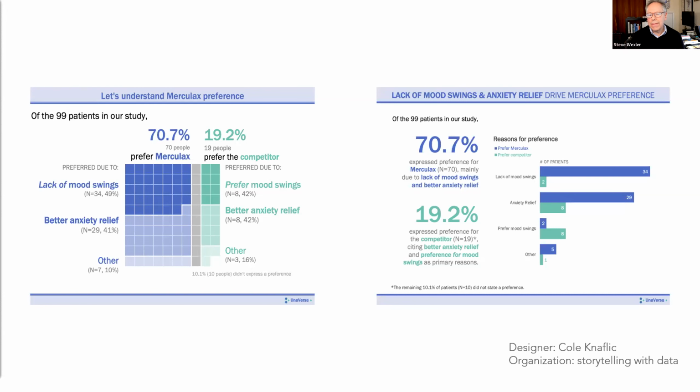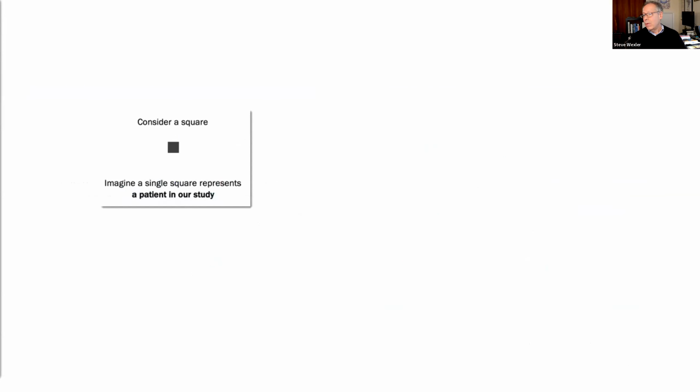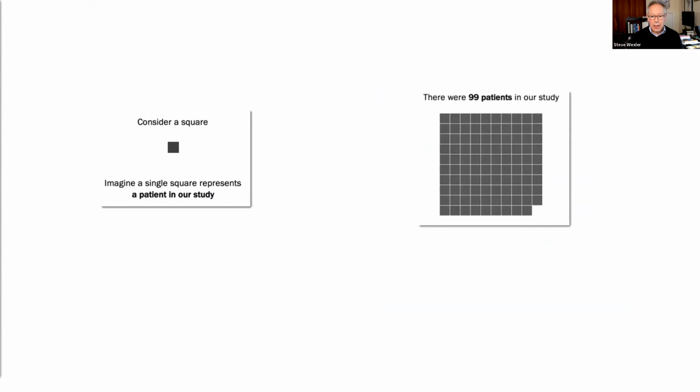So here are the two different slides they came up with, but this first slide, the waffle chart, was not presented just like this. There was a slow reveal. That's part of the storytelling that's done. So this is what they prepared. Consider a square and imagine a single square represents a patient in our study. There were 99 patients in our study.